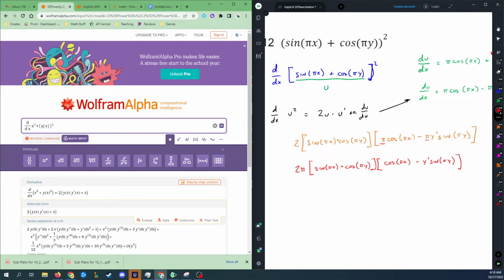Now, because you have 2x and then 2yy prime, it factored out the 2 automatically. That's why you have this 2 out in front. So if you go through it, you're going to have 2yy prime plus 2x, which is this in a different form. So it's just kind of a cool system to double check all of the stuff that you're working on.